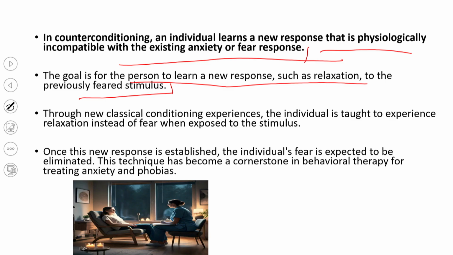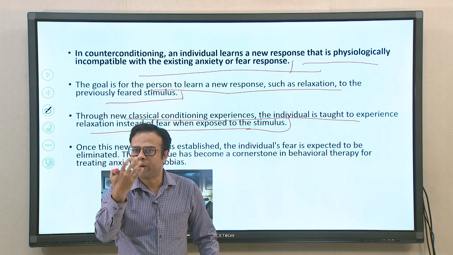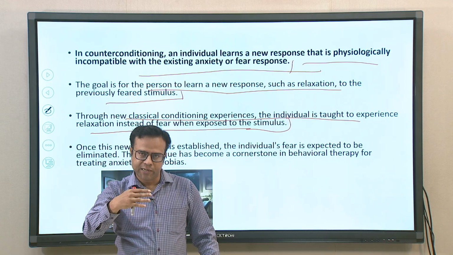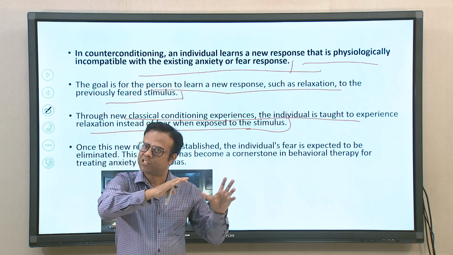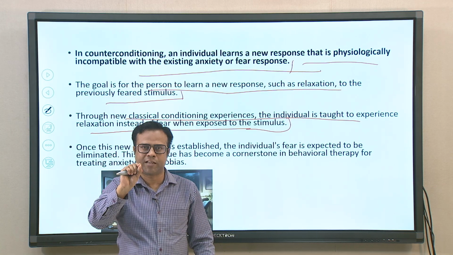So, that is how association is done with a new response rather than the fear which was already there. Through new classical conditioning experiences, the individual is taught to experience relaxation instead of fear when exposed to a stimulus. Let us say a lot of people fear certain objects, and whenever they see that object, fear arises. Now, this person has learned to experience relaxation whenever the stimulus comes up. So, fear is slowly replaced by relaxation. It takes time, and it is done very systematically. Initially, very low-intensity stimulus situations are given to them, so that they are not overwhelmed.